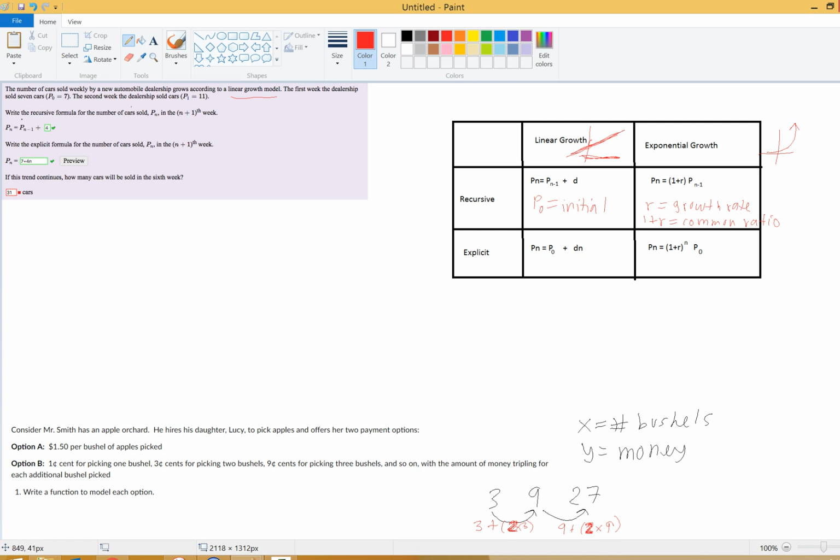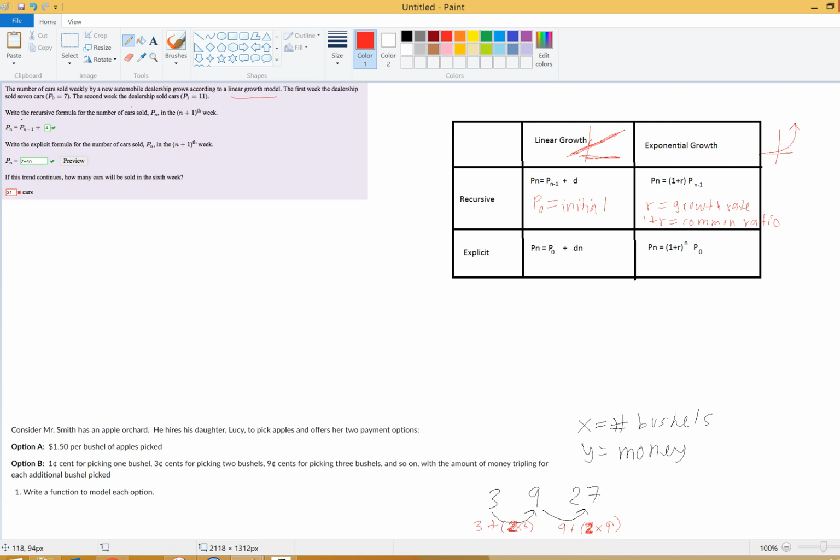The first week, the dealership sold 7 cars, and so it told us P sub 0. P sub 0 is always just saying our initial amount. It's a convenient way to label our variables, because then we could say P sub 1, well, that's 1 week later. P sub 2 could be 2 weeks later. It says the second week, the dealership sold 11 cars, P sub 1 equals 11.